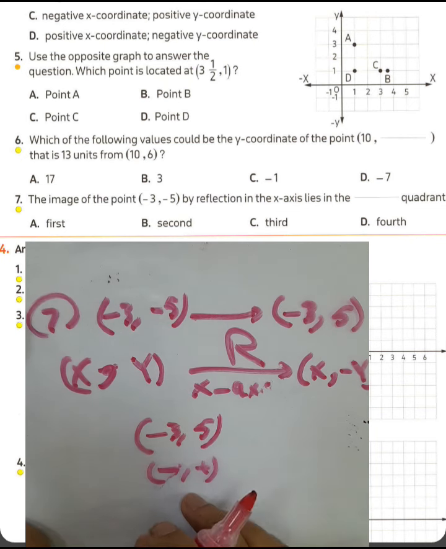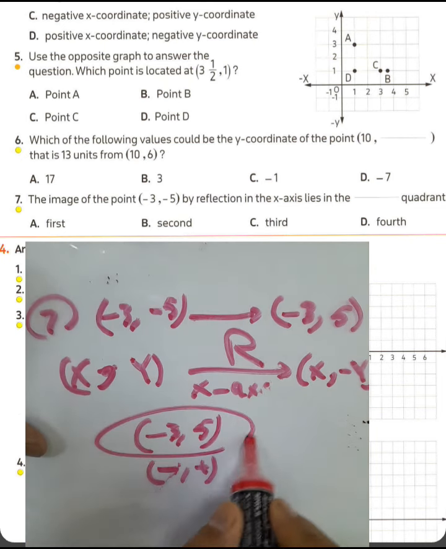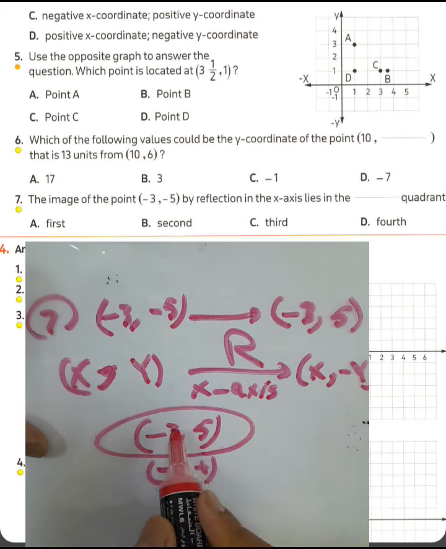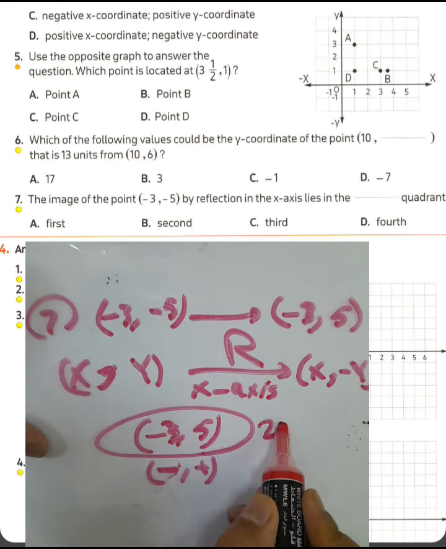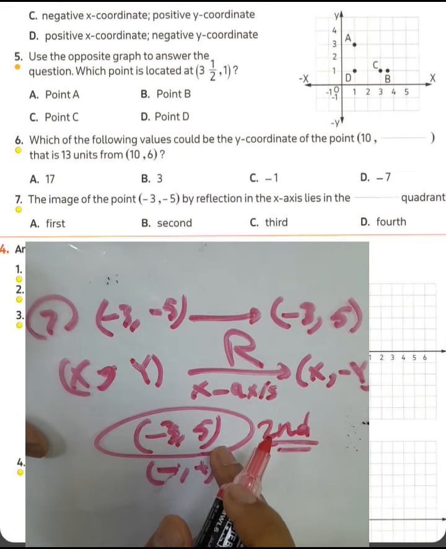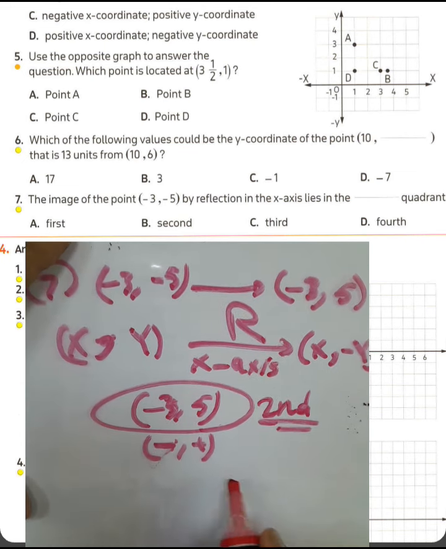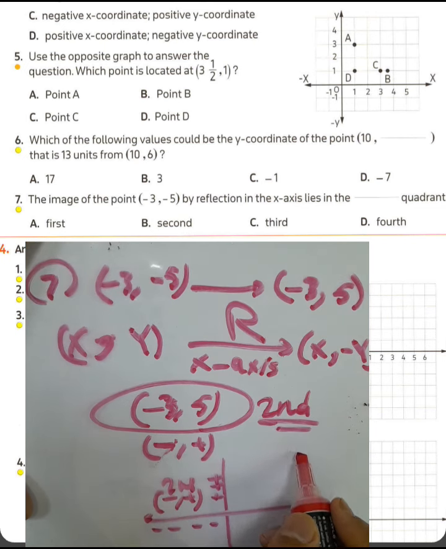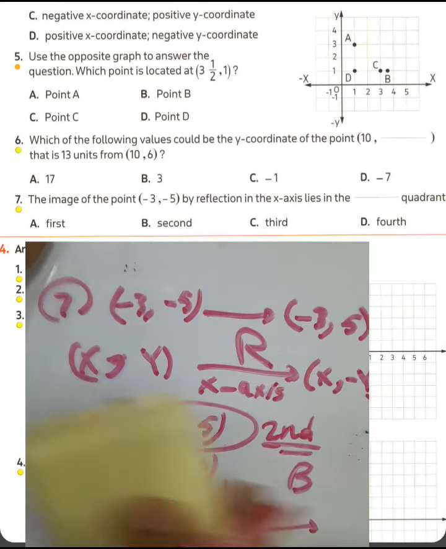Letter B, understood? You want to find the image of this point in the x-axis, lies where? (-3, 5) lies in the second quadrant, here, the second quadrant. Do you know why second quadrant? Because the sign here is negative and positive. Negative and positive, it will be the second quadrant. Then you must choose letter B for this question.